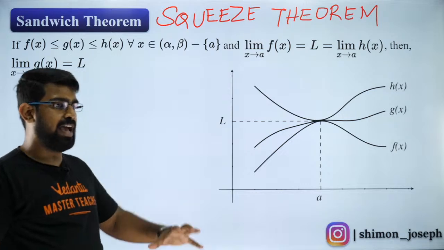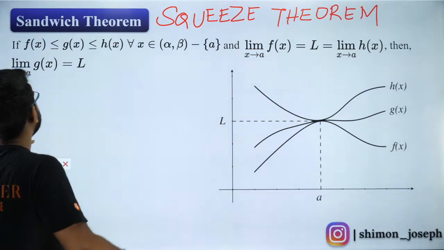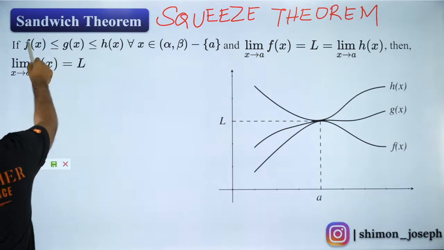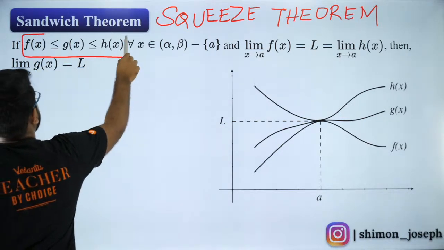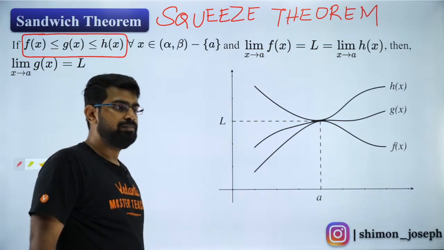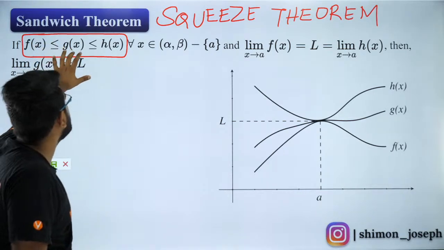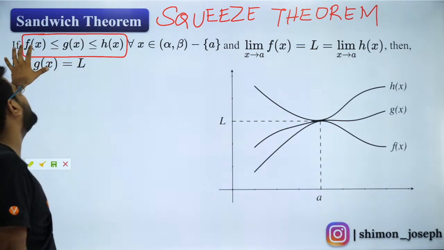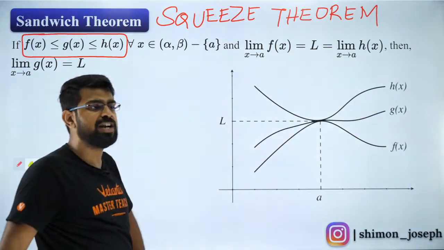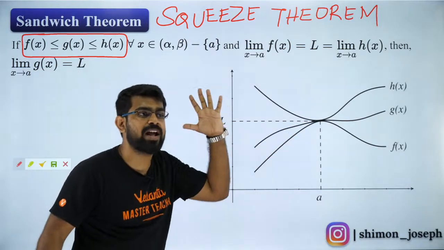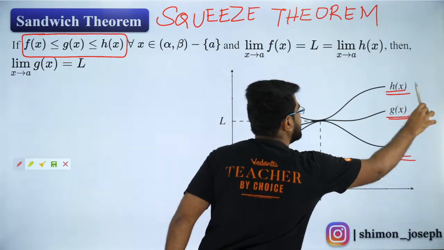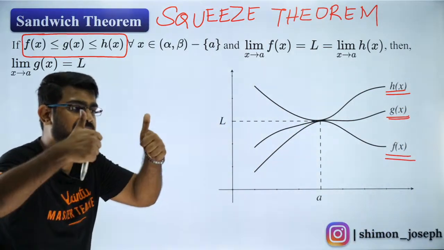So please listen carefully. Guys, let us say you have an inequality like this. Your g of x function is always between your f of x and h of x. That is what I have drawn here. Is that correct, my dear students? My g of x is always between f of x and h of x. Absolutely correct.